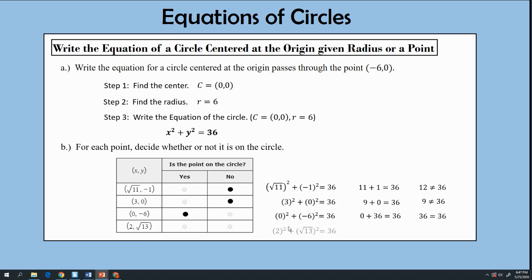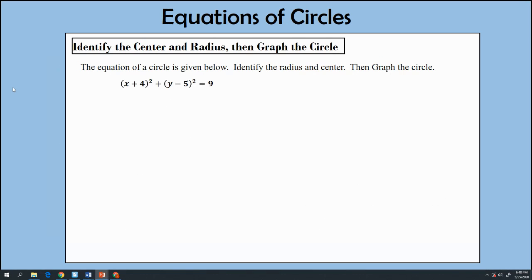Check the last one they give us here. 2 and the square root of 13. So 2 squared plus the square root of 13 squared. Okay, when you take the square root of 13 and square it, the square root gets canceled by the square. So you're going to get 4 plus 13 equals 36. 17 does not equal 36, so that point's not on the circle. So it's really simple to take an ordered pair and test it to see if it's on the circle or not. You plug that xy value into your equation and you see if it's true. All right, so that's how we go about those.